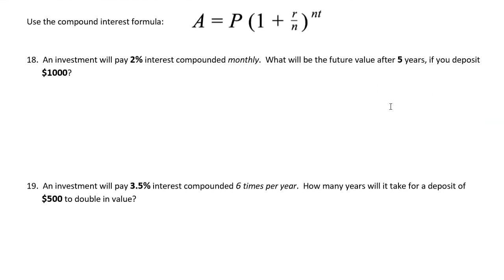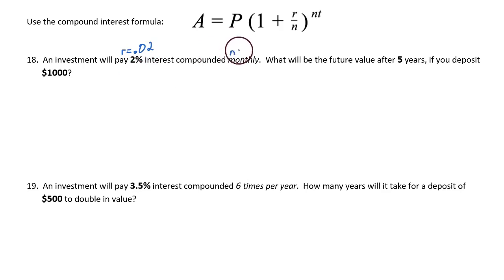Next, here is the compound interest formula, and number 18 is a question about this. So my suggestion is you read through the sentence and you label what's what in the formula. An investment will pay 2% interest. So take the time to write R equals 0.02. Be really careful with your percents. On a calculator, when you have a percent, you have to put it in the calculator in its decimal form. So 2% is 0.02.